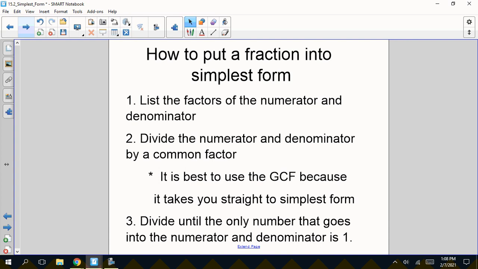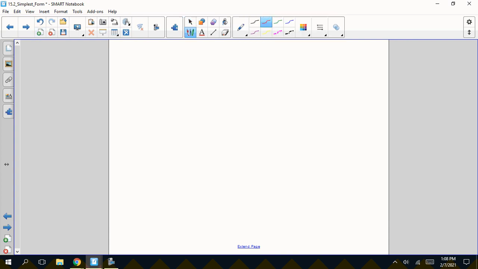Okay? Examples of simplest form. Fractions that are already in simplest form. 1/2. The only numbers that give us 1 are 1 times 1, so its only factor is 1. Factors of 2 would be 1 times 2. So the only number that they have in common here would be 1. We know that 1/2 is already in simplest form.